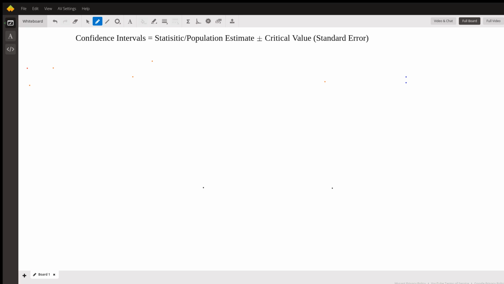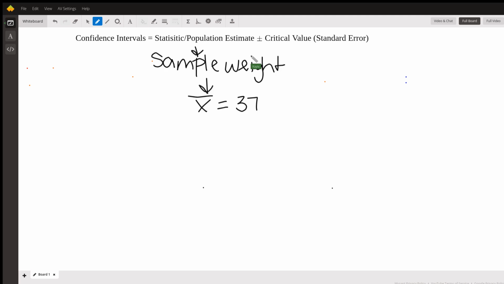So your statistic or your population estimate is going to be the sample of what we are trying to create the confidence interval for. Your problem asks you to create the confidence interval for the population weight of these textbooks. So your statistic here is going to be the sample weight, which we can denote here as X bar. And in your problem, you were told X bar was 37. Now, for the critical value, because you're provided the population standard deviation, it is going to be a z-score value.